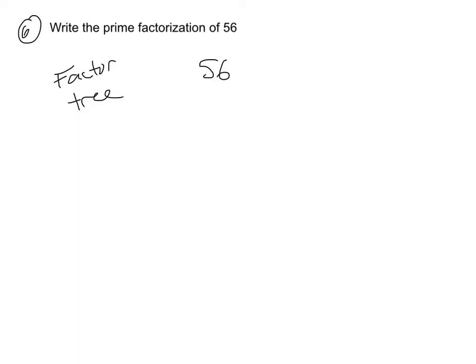All right, so 56. What two numbers could I multiply together to get 56 that are whole numbers? Well, I don't know. Let's just start with 2. Okay, so 2 times what would get you 56? Well, 2 times 25 would get you 50. So how about 2 times 28? All right. Now 2 is prime, so I'm going to circle him because I'm done. Now how about 28 though?